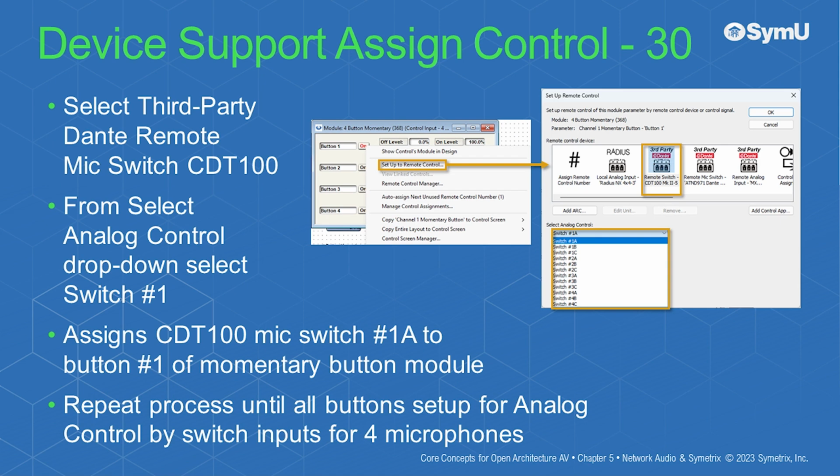Next, open up the 4-button momentary module. Right-click on button 1, on button, and select Setup to Remote Control. Select third-party Dante remote mic switch CDT100. From the Select Analog Control drop-down menu, select switch number 1. This assigns the CDT100 mic switch number 1A to button number 1 of the momentary button module. Repeat this process until all the buttons are set up for analog control by the switch inputs for 4 microphones.